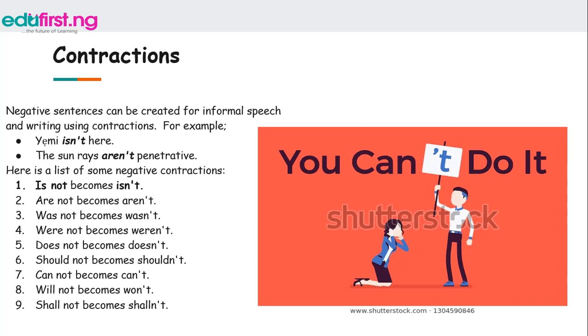Here is a list of some negative contractions. Is not becomes isn't, are not becomes aren't, was not becomes wasn't, were not becomes weren't, does not becomes doesn't, should not becomes shouldn't, cannot becomes can't, will not becomes won't, shall not becomes shalln't.